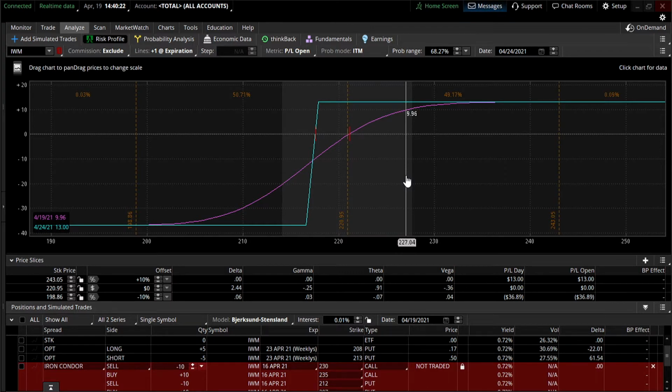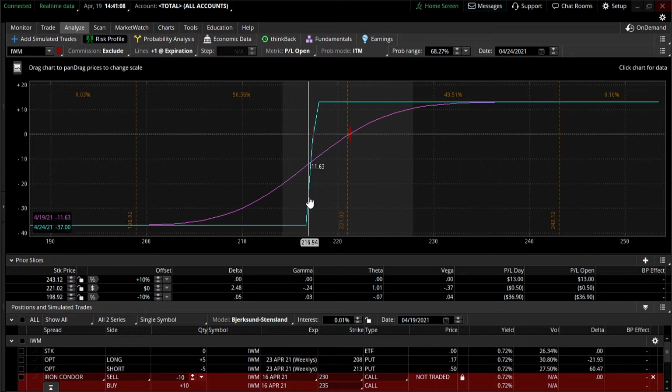Now, if things go wrong, if the market crashes 20%, and Bitcoin and Doge just take over the world, the most you could lose is $37. And you can see that price over there to the left, right? And that's on expiration day, right? And that max loss happens at $217, right? So if the stock were to be lower than $217, that's it. You're at max loss. You're going to lose $37. So that is a decent trade you can put on. You can put that trade on right now.